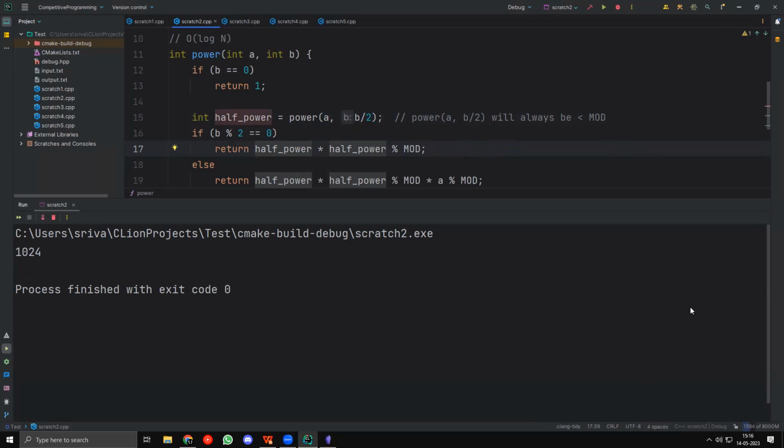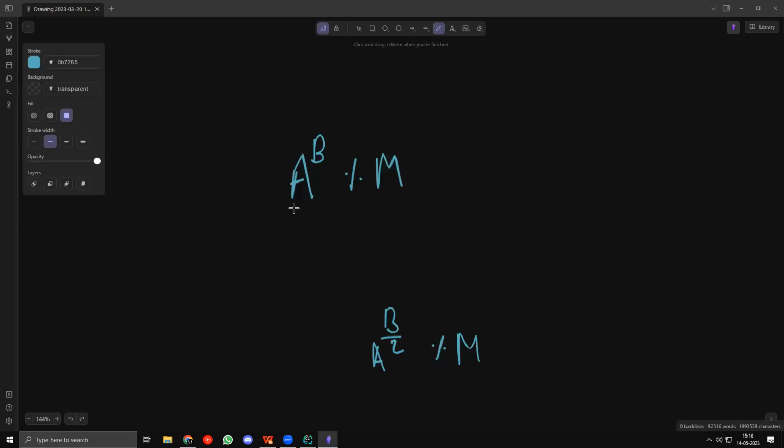Yes, Mritika, we are calculating a to the power of b modulo m. And for that, we need a to the power of b by 2 modulo m, right? So I'll take this part squared, and if necessary, I'll also multiply by a.